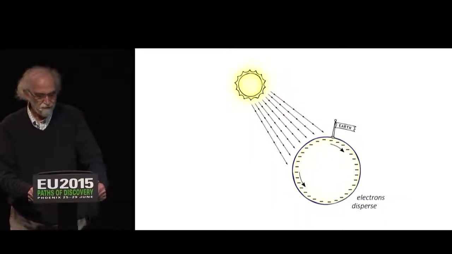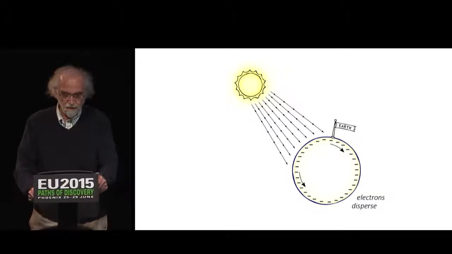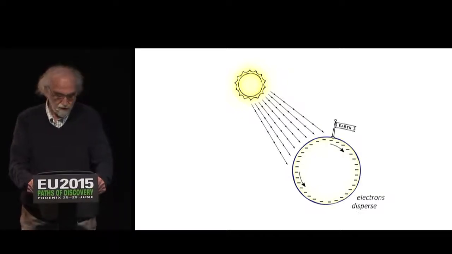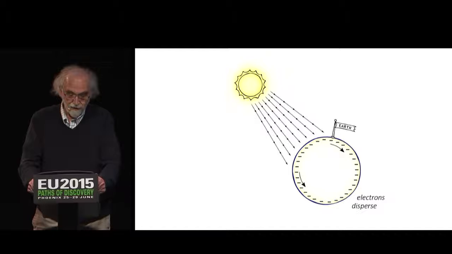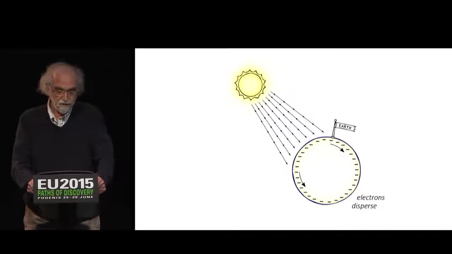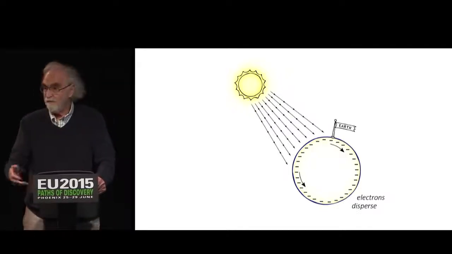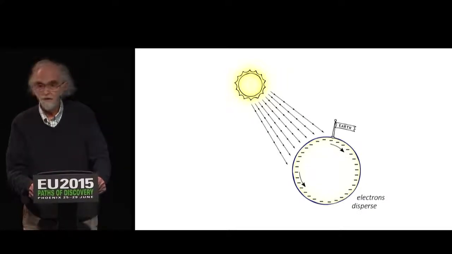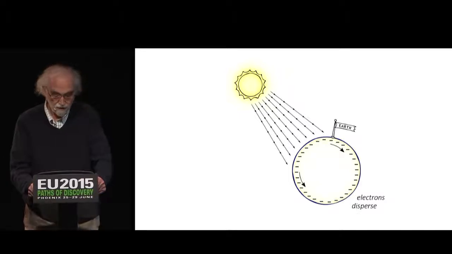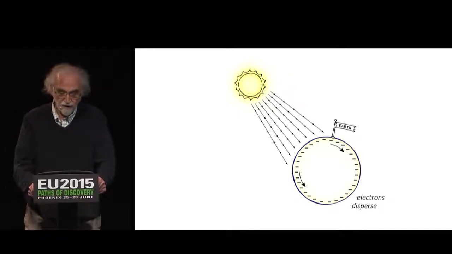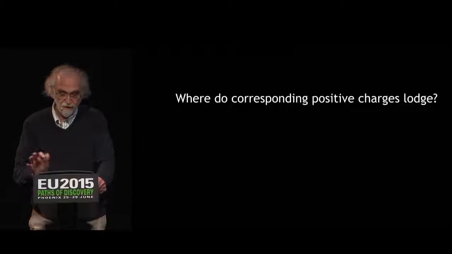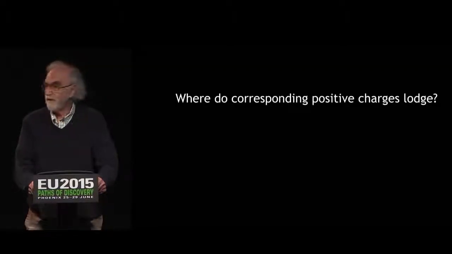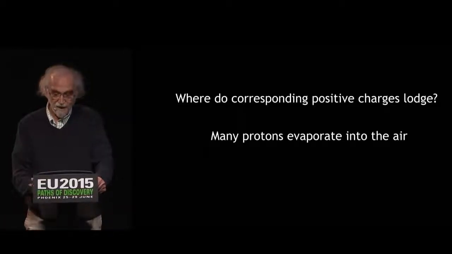Essentially, we have the sun beating on the Earth, and we have negative charge that builds. And if the Earth is highly conductive, as many investigators think, then these charges will go all around and fill the subsurface of the Earth with net negative charge. So, okay, there's the negative charge, and you might say, well, where do the corresponding positive charges lodge? They're initially together with the water, but many of these protons evaporate into the air.